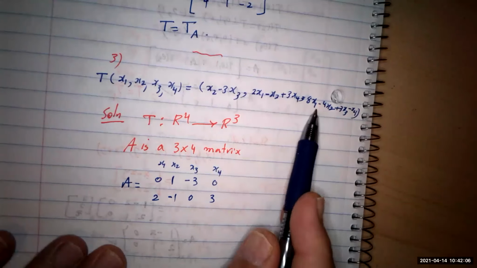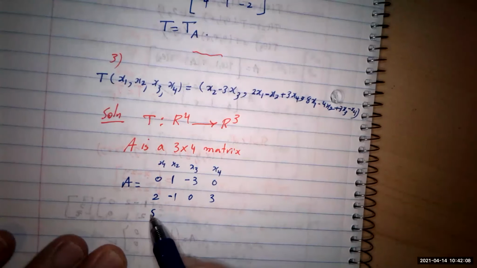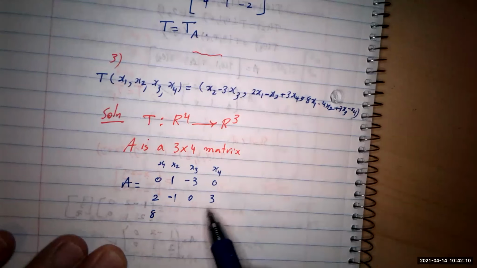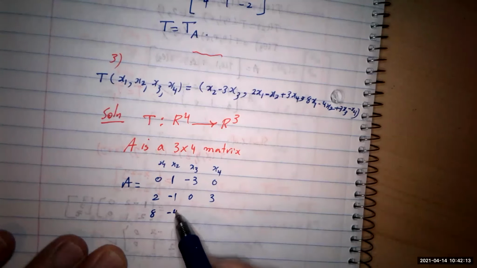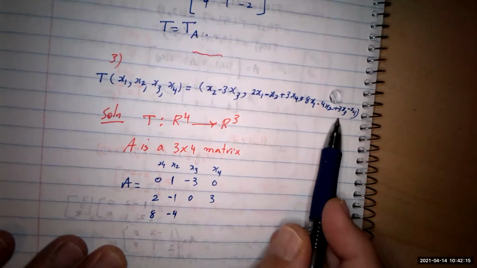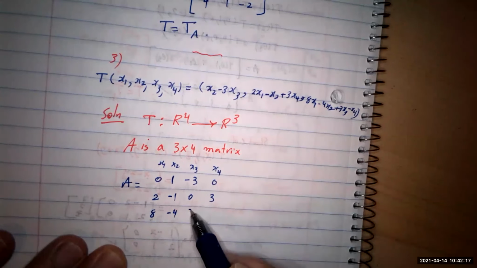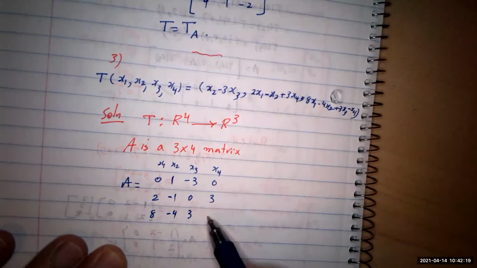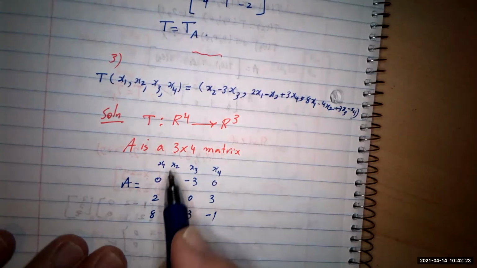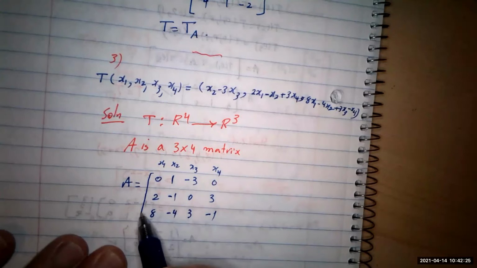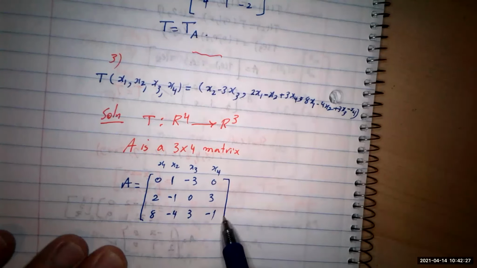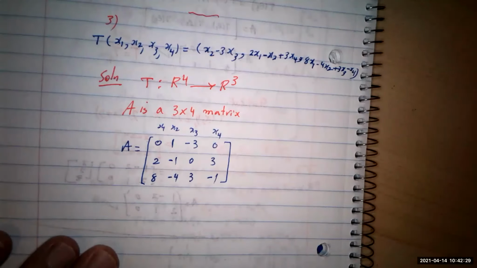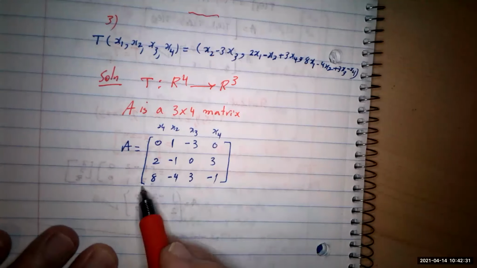Okay, and the next row is going to be 8x1 minus 4x2, and then the 3x3 and minus x4, which is going to be a negative 1. Okay, so this is going to be matrix A.